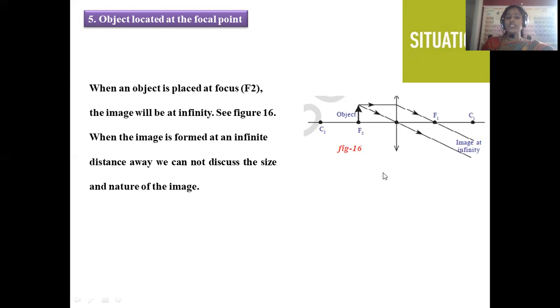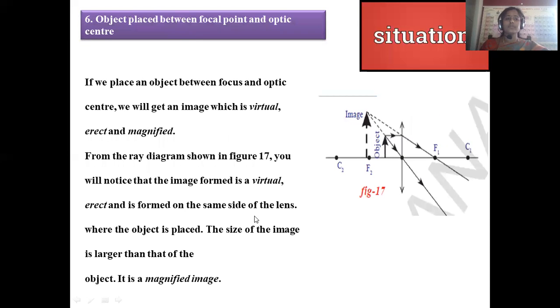That's the reason we are not able to measure its properties: whether it is inverted or upright, real or virtual, larger or smaller. There is no such discussion about the nature of the image, because it is formed away from the viewer, at infinite distance. So the nature of the image cannot be predicted in a clear manner. Let us move on to the last condition we are going to apply here.